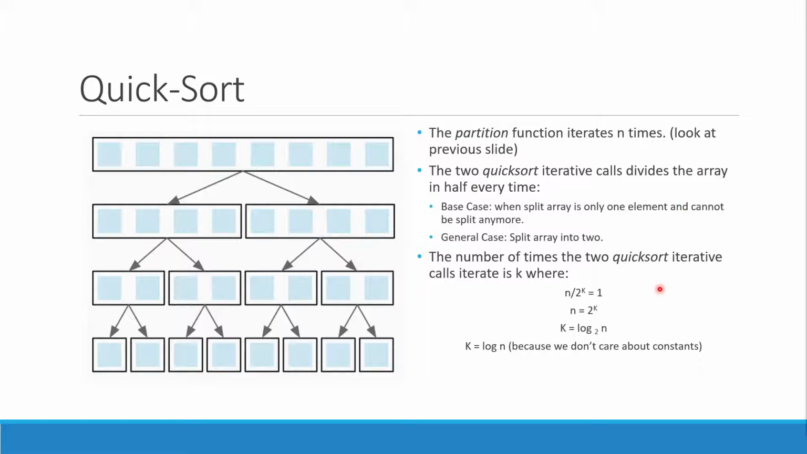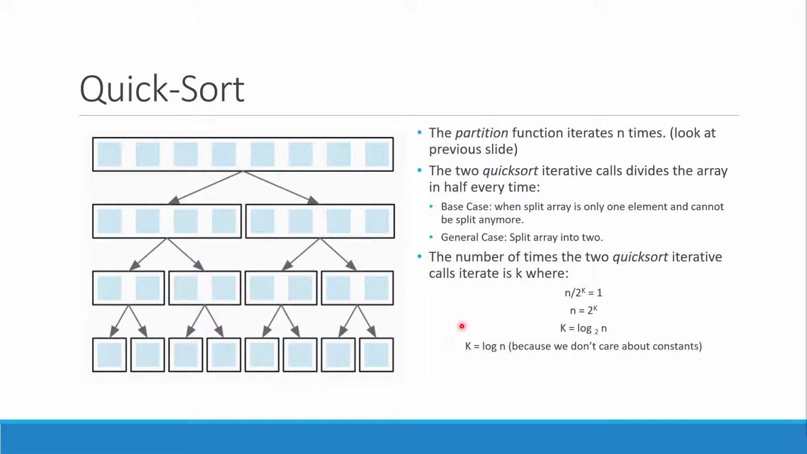Now, I mentioned this before, recursive definitions require 2 things. One is the base case, one is the general case. In this particular example of quicksort, the general case is we split the array into 2, but the base case is when the array cannot be split anymore. In other words, it's just one element and it's not divisible anymore. That's the base case, and that's when we return, right? Now, it's because of this that we have to be aware about how many layers there are in this diagram.